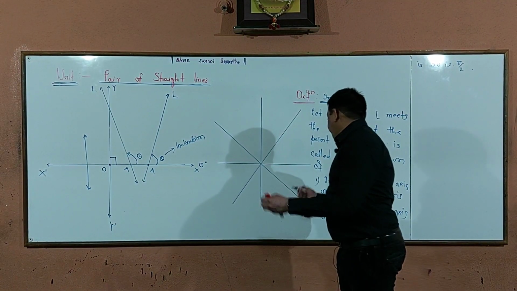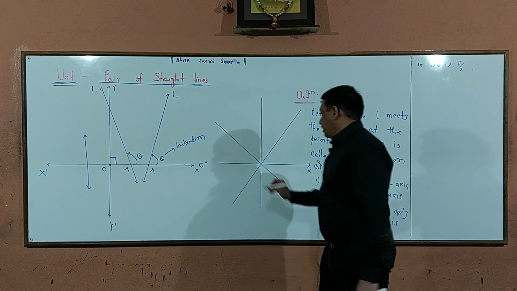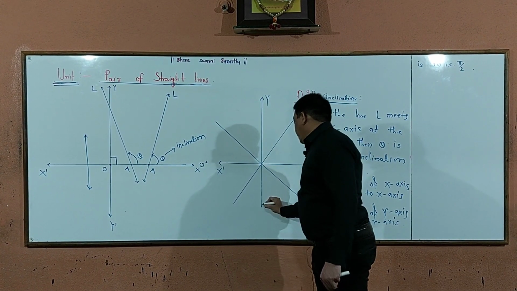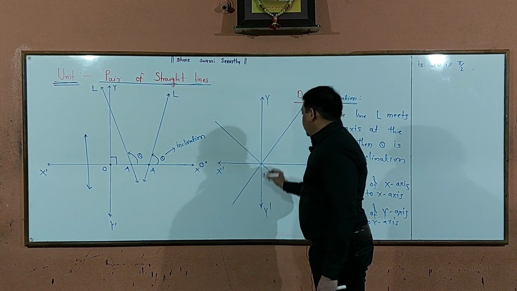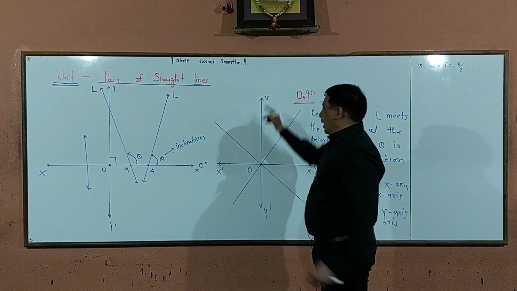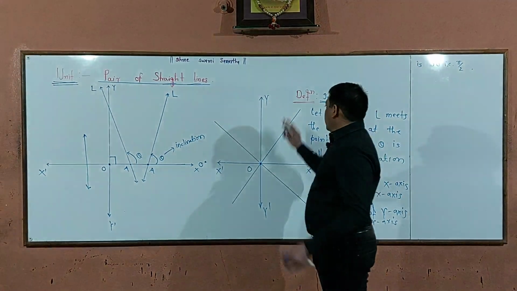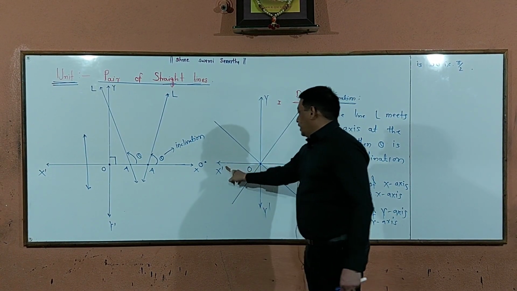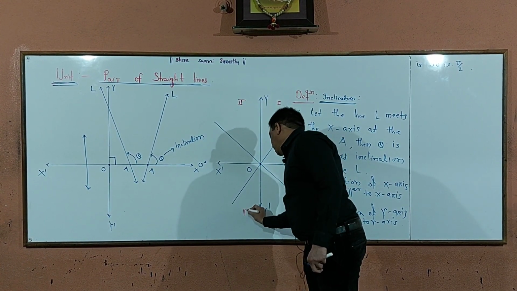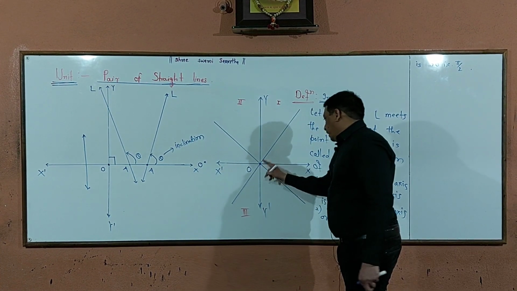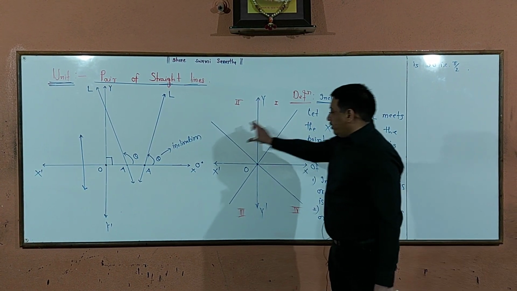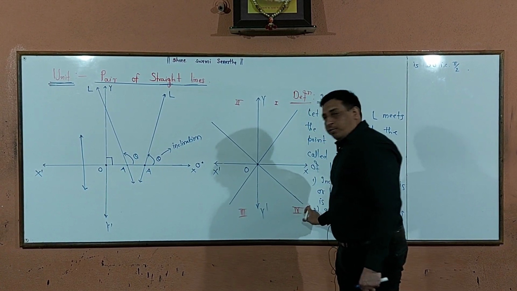Again here, positive x-axis x, negative x-axis x dash, positive y-axis y, then y dash, then origin O. Then XOY is the first quadrant, X dash OY is the second quadrant, X dash OY dash is the third quadrant, and XOY dash is the fourth quadrant. So first quadrant, second quadrant, third quadrant and fourth quadrant.